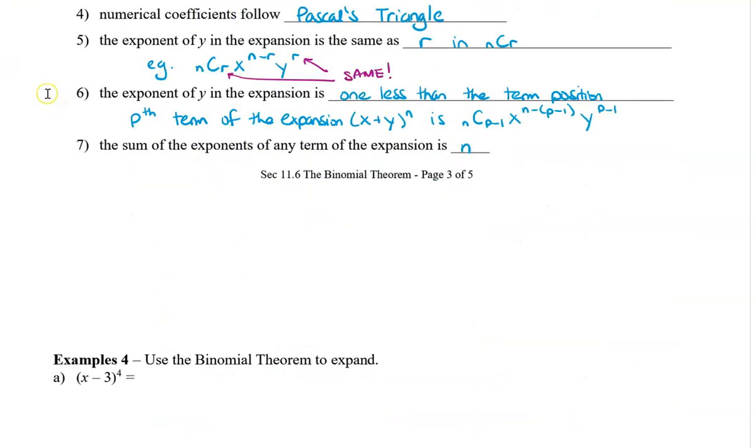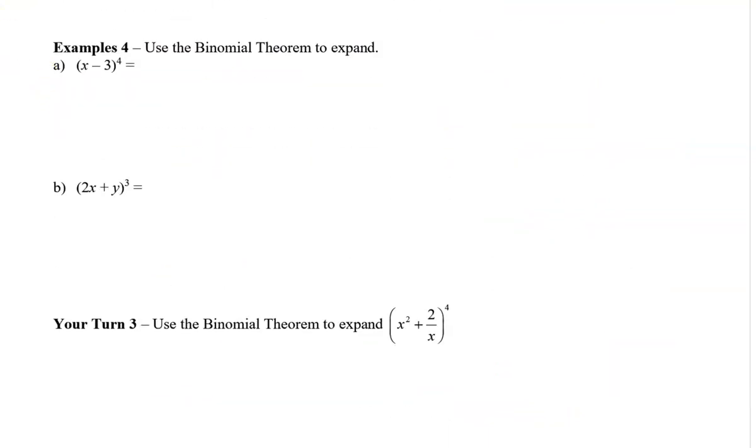All right, so let's take a look at some examples. In this first one, we have (x minus 3) all to the power of 4. So we know it's a power of 4, which means our n is 4. We're going to start with 4C0, and then we have x, that's our a or x value, and this would be our y value. Don't forget to include the negative sign. So we have x to the power of 4, negative 3 to the power of 0.